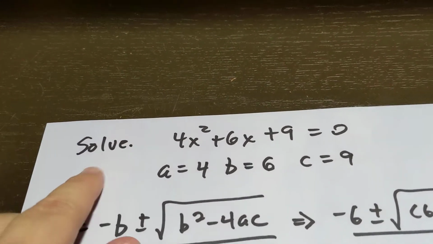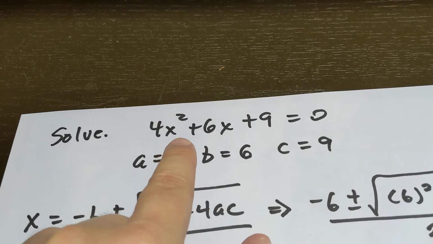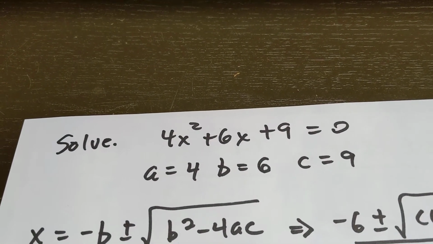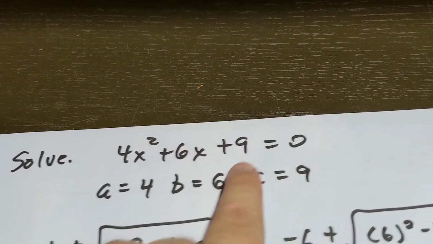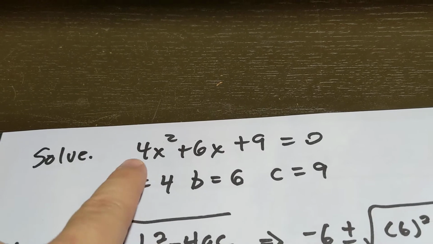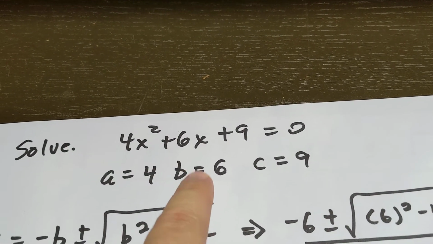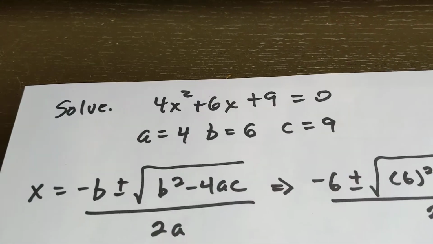All right, let's tackle this quadratic. It says solve, and you should notice this is a quadratic equation. So anything in the form of ax squared plus bx plus c equals 0 is a quadratic. So this fits that. In this problem, a is 4, so a is the coefficient of x squared, and b is 6 because b is the coefficient of x, and c is 9. So that's a, b, and c.